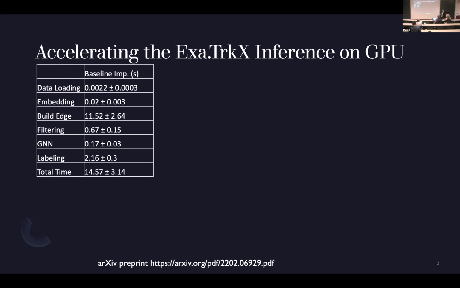As I mentioned on Tuesday, the most expensive steps were build edges and filtering. They took so much more time than the GNN, so we focused on those first.